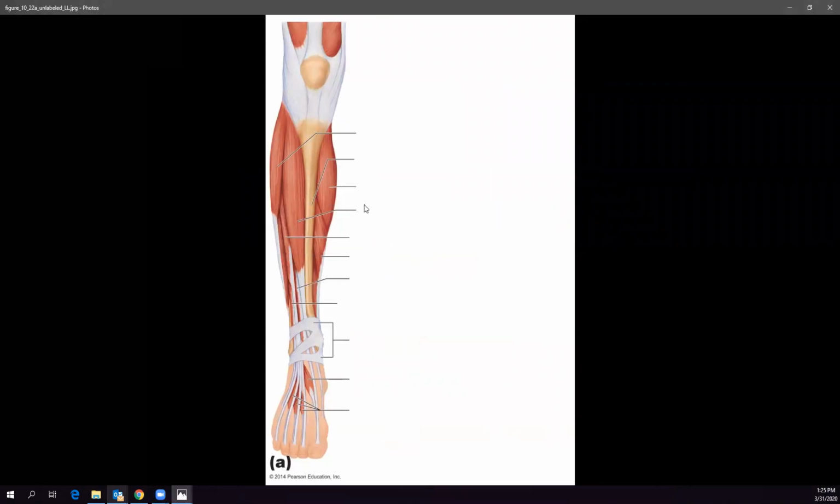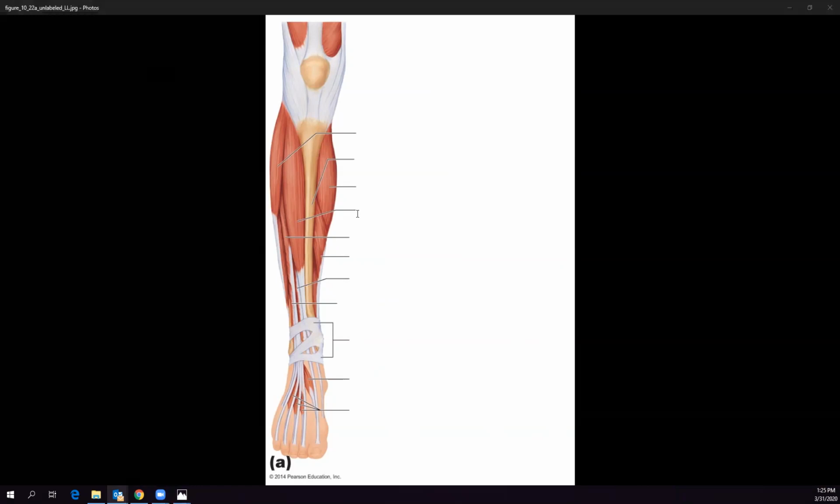So the first one we're gonna look at is this one that's just lateral to the tibia. So here's our tibia right here. Here's your shin where there's nothing. So if you get kicked there, that's why it hurts. But here is the tibialis anterior.